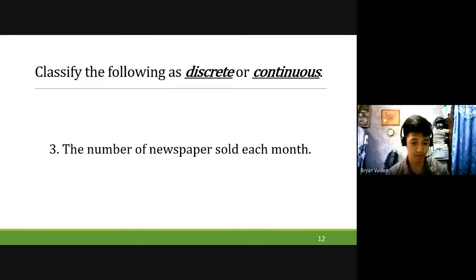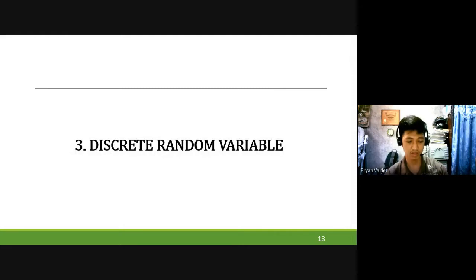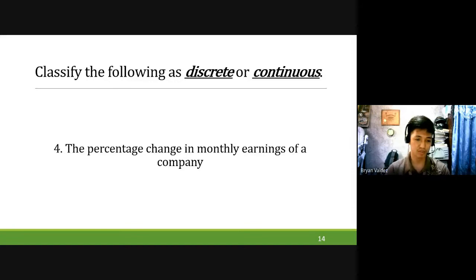So, based on your answers, that is discrete. So let's see. Yeah. So number three is a discrete random variable. So next, number four, the percentage change in monthly earnings of a company.